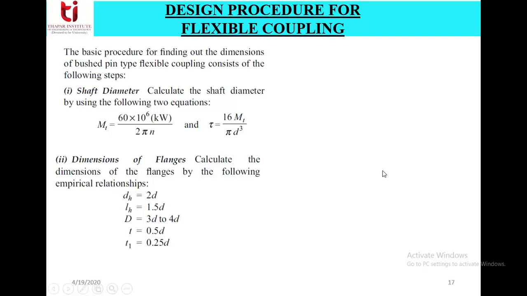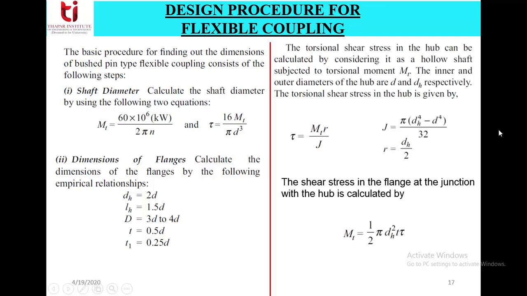Once we calculate the dimensions of the flanges, we check whether the design of the hub is safe or not, because the hub is considered as a hollow shaft. So we calculate the shear stress of the hollow shaft when it is subjected to torsional moment Mt. On that basis we can decide whether dh and d are safe to design or not. The same relation we use here, tau is equal to Mt r by J, which comes from the torsion equation, where J is the polar moment of inertia.